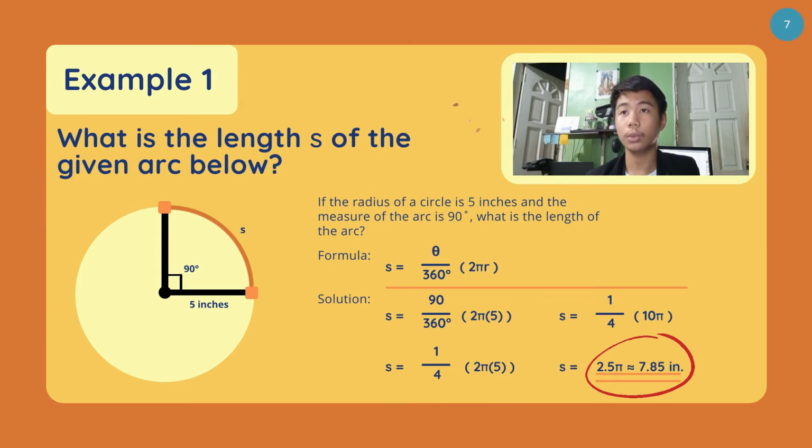Multiply 2 with 5 to get 10 pi. Then, solve for the length, which equates to 2.5 pi, or approximately 7.85 inches. To finalize, the length of the arc is approximately 7.85 inches, with a radius of 5 inches and a central angle of 90 degrees.